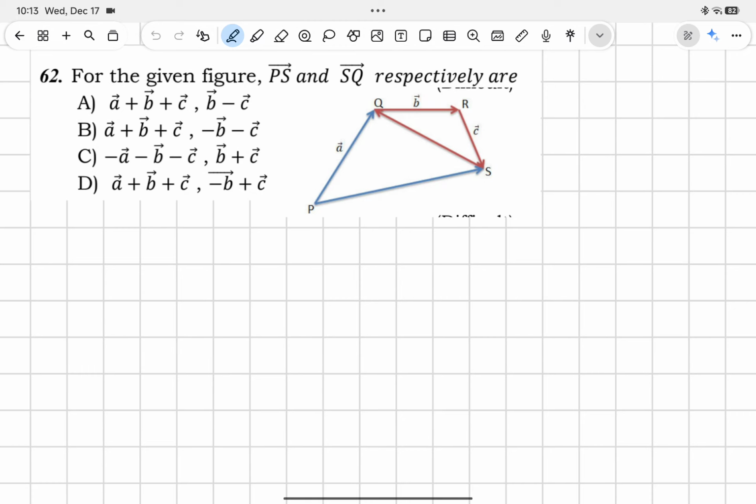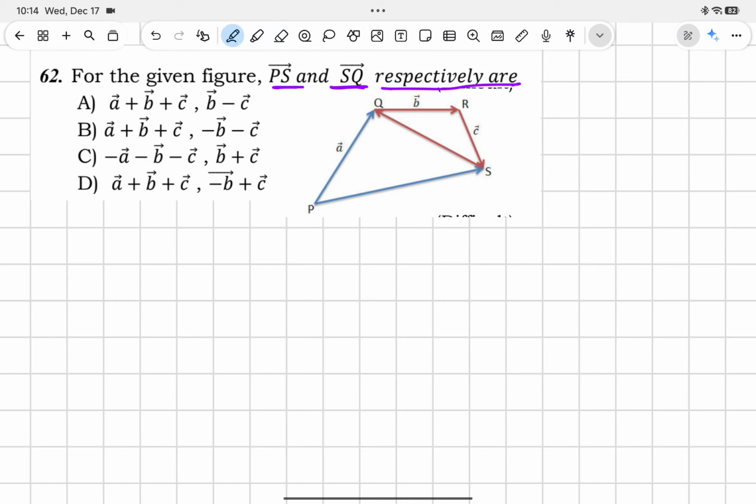So the question goes like this. For the given figure, vector PS and vector SQ respectively are. So they are basically asking us to find this vector PS as well as this vector SQ. To find these two vectors, we actually require the triangle law of vector addition.